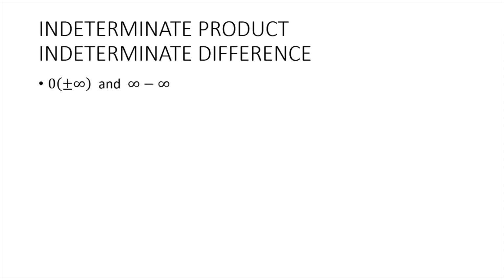Again, remember we are talking about limits. So the product between 0 and positive or negative infinity, it can be 0, it can be positive or negative infinity, it can be any other real number. Okay, again, because limits are involved. The same way with positive infinity minus positive infinity. It can be another infinity, it can be any other real number, it can also be 0, depending on what's given.